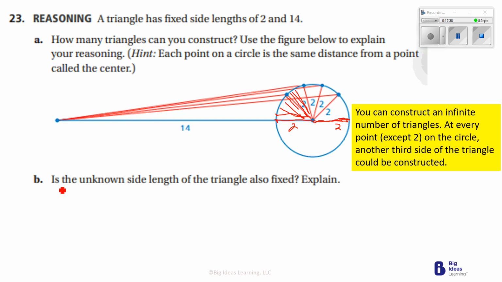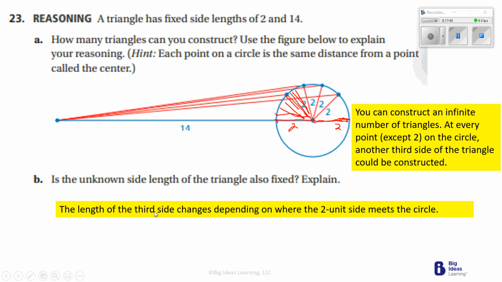Let's try B. Is the unknown side length of the triangle also fixed? The length of the third side changes depending on where the 2-unit side meets the circle. Okay? So we're talking about depending on where these 2-unit side lengths are, the length of the third side changes. If it's over here, it's going to be longer, right? Let me erase this so you can see what I'm talking about there. Oops, sorry about that. I did not press the eraser.